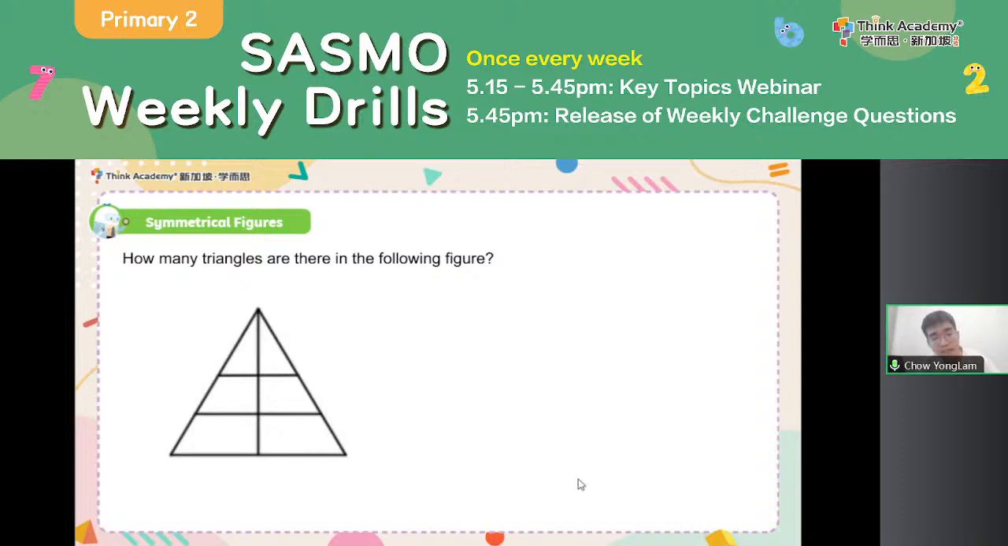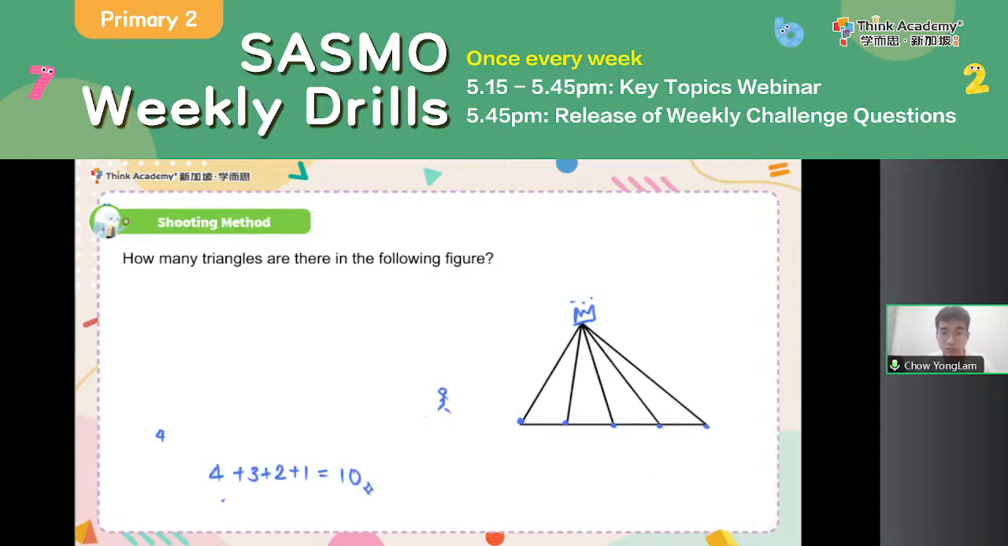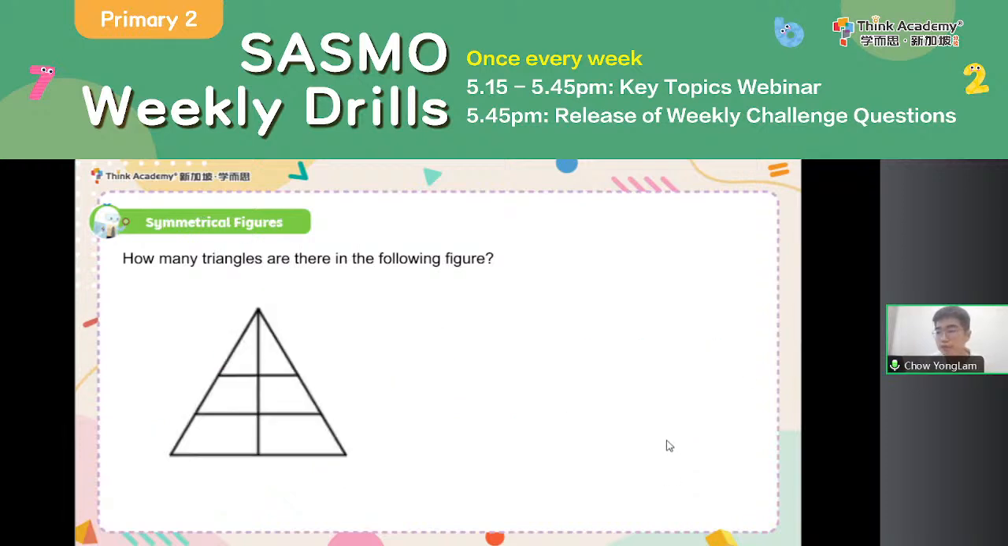Well, actually not quite, because shooting method works when there's only one layer. Just now we had one layer of triangles. But here I have multiple layers of triangles. So in that case, maybe we can observe some other characteristics. You can see that the left side has 1, 2, 3 layers, and the right side also has 1, 2, 3 layers. So it's a symmetrical figure, in the sense that on the left and on the right, the situation is almost the same. So let's just focus on one side first.